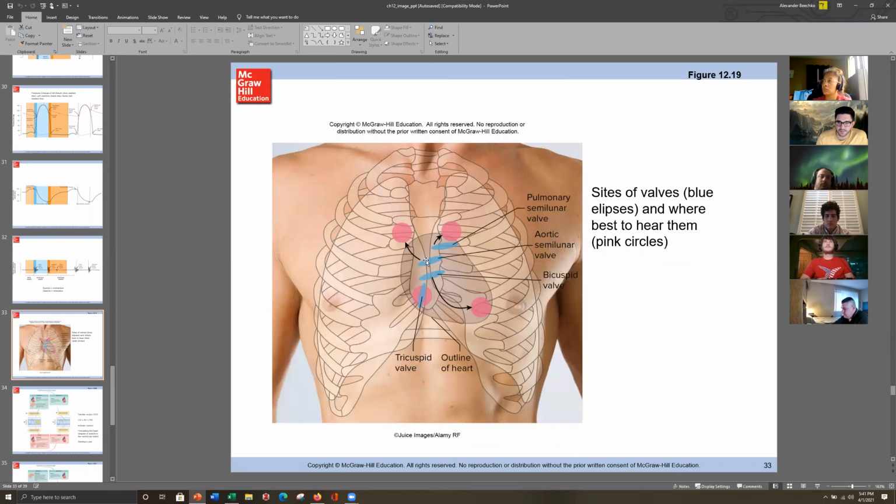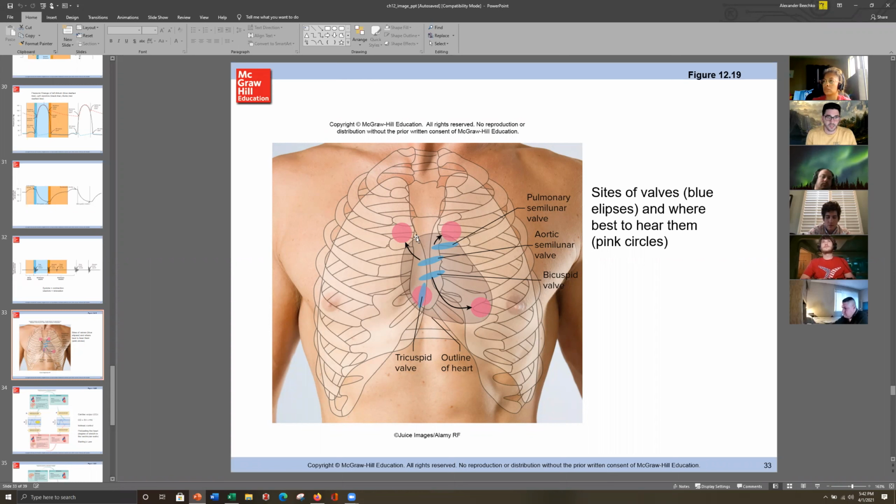So here we've got a couple of different points where in pink we can see some of the more common spots to place a stethoscope to evaluate the sounds of each of the valves, right? So each of these pink circles are spots where general practitioners or cardiologists will place a stethoscope to evaluate whether or not the valves in our heart are closing and opening properly.